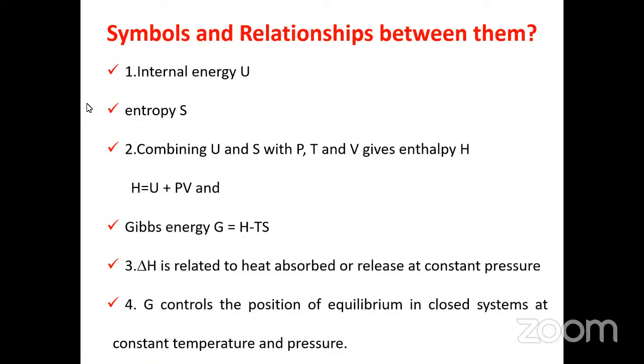Combining U and S with pressure P, temperature, and volume gives you enthalpy, which is designated by capital letter H. So you can now relate pressure, temperature, and internal energy to enthalpy. We have this relationship: H is equal to U plus PV. That is, enthalpy is internal energy plus pressure times volume.